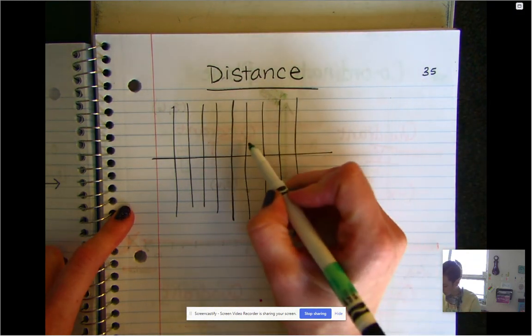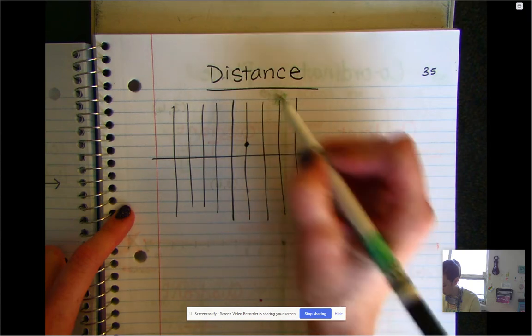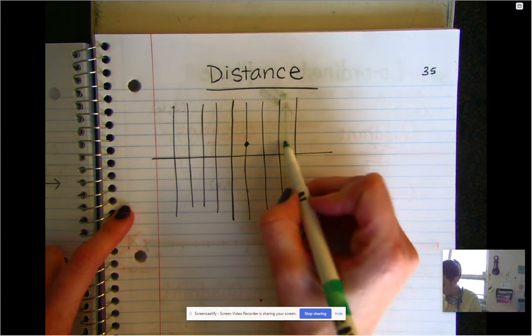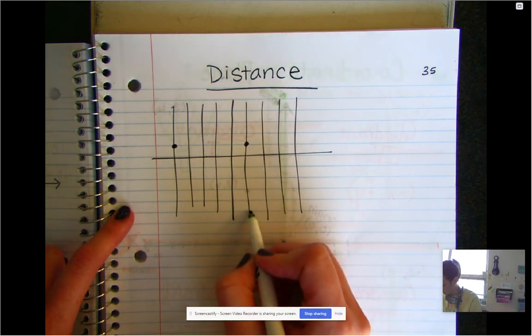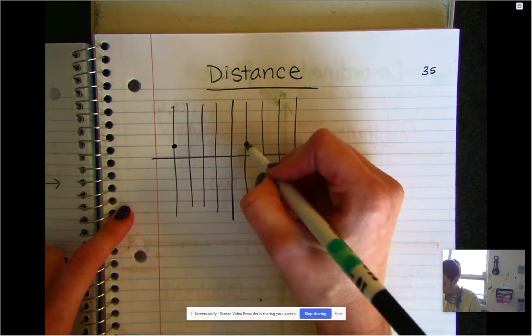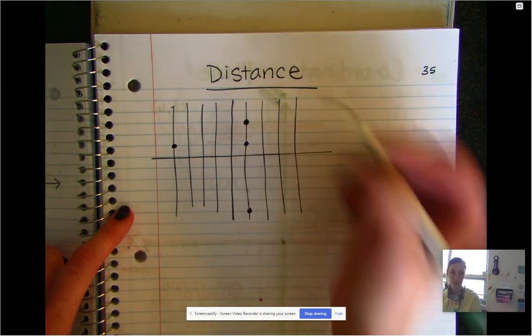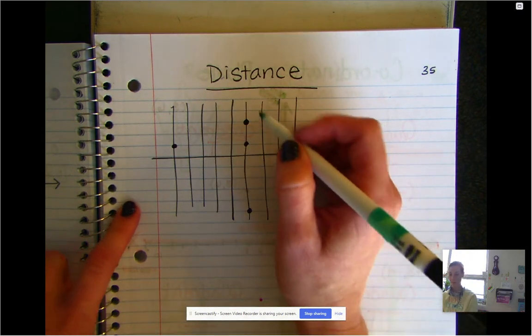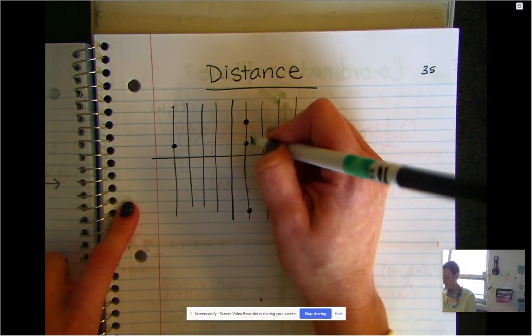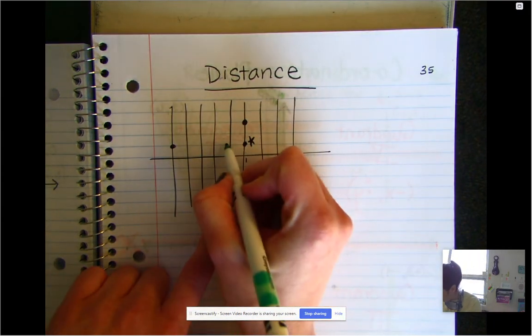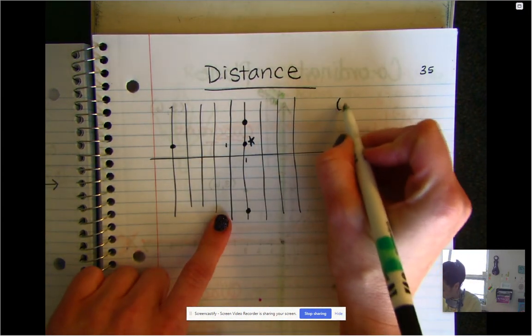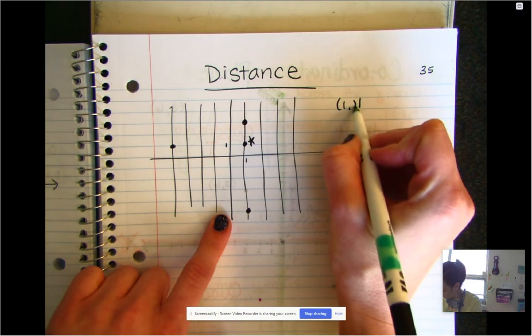And let's say I want to know the distance from this point to this point, or this point to this point, or this point to this point. We'll call this our home point. So our home point is at 1, 1.